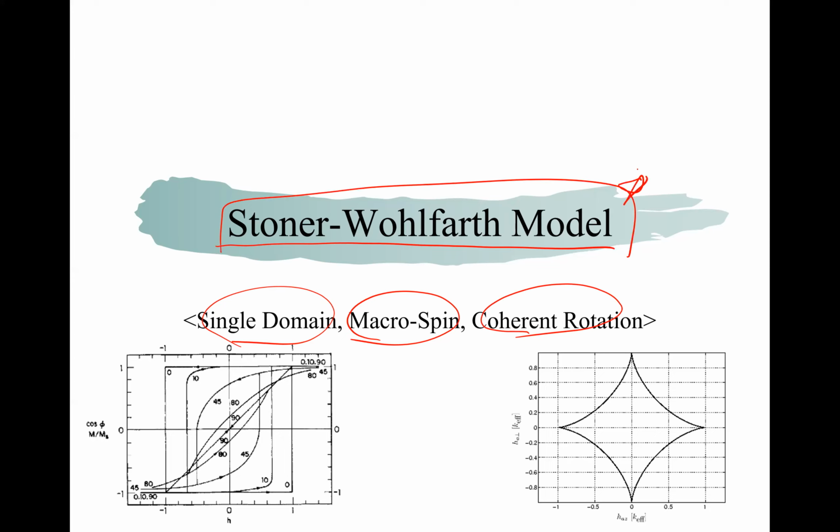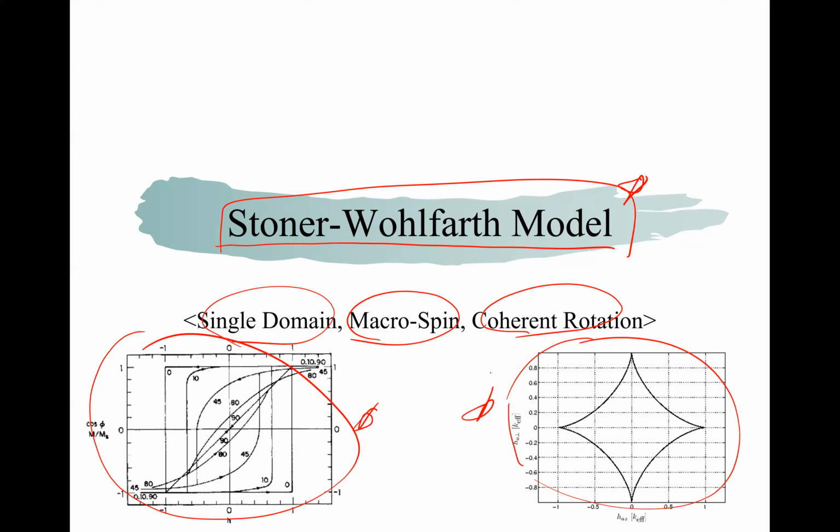That is the very basic understanding of the spin dynamics in the most simple case. And these two cartoons are kind of a result of this Stoner-Wohlfarth model. And if you can understand these two figures, then it implies you understand this Stoner-Wohlfarth model.